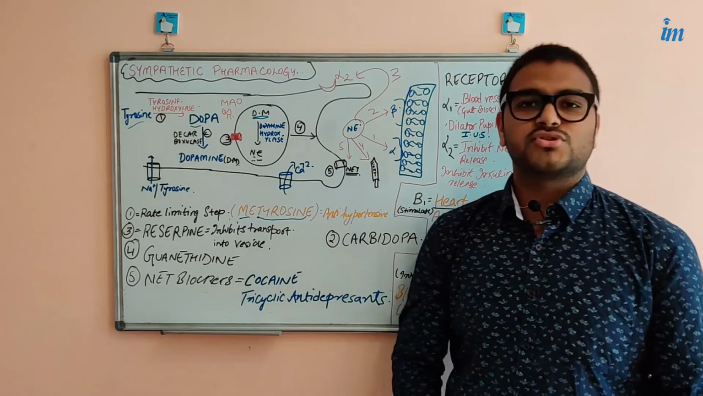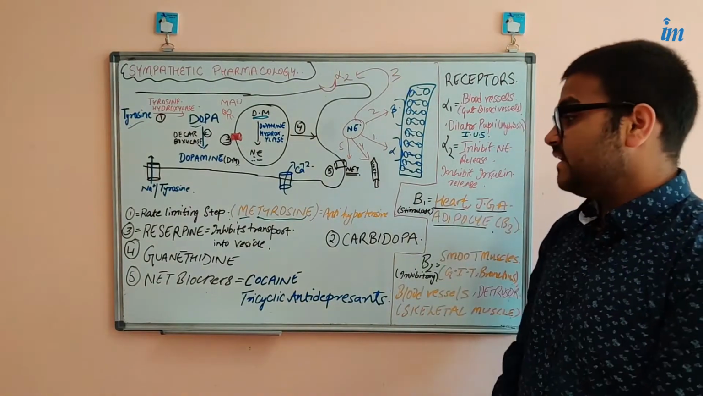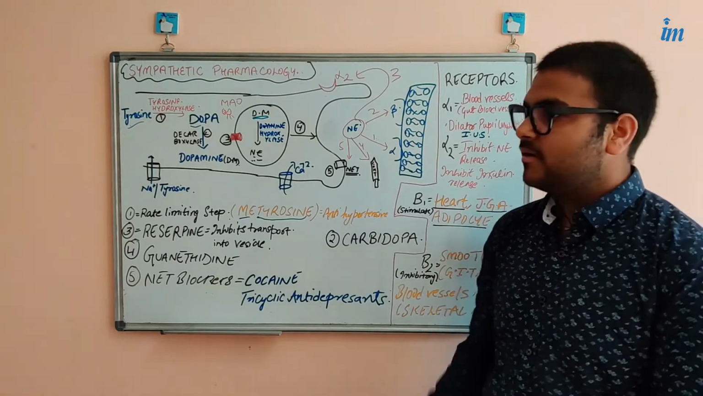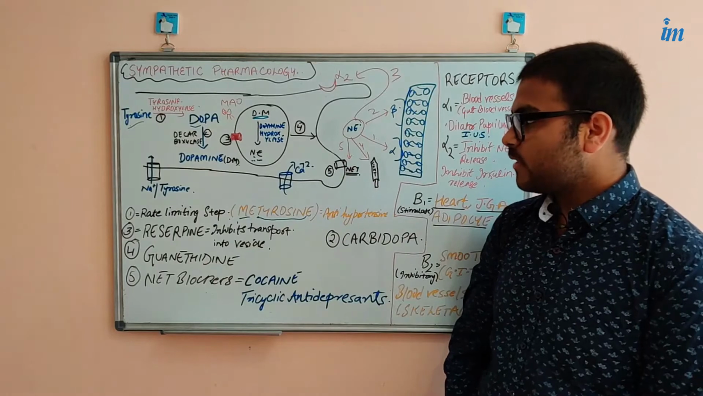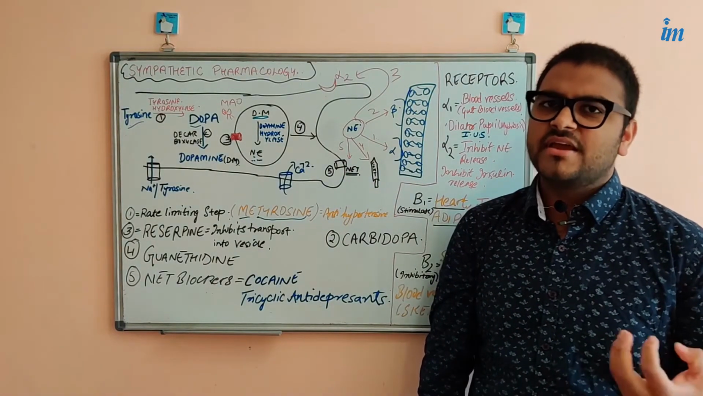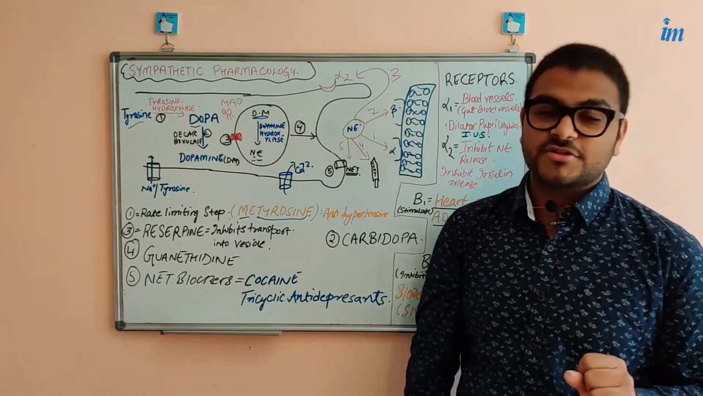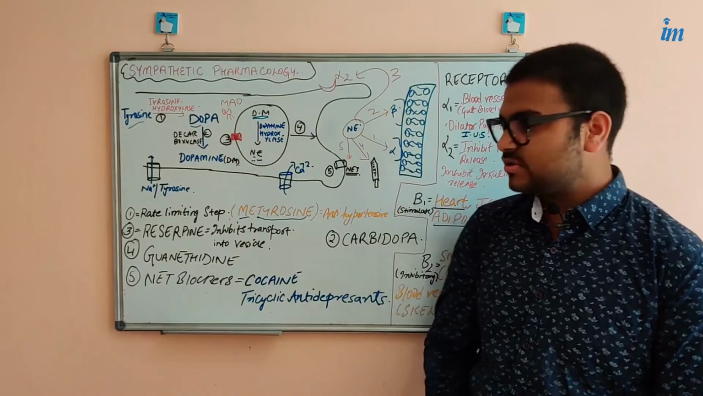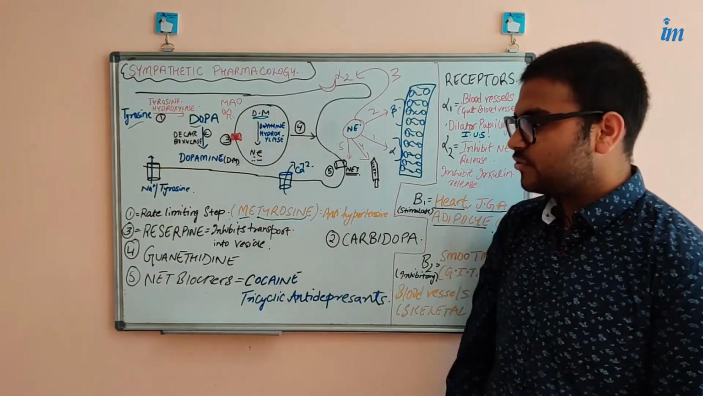So what's the use of this drug? This drug was used as an anti-hypertensive drug. Why? Because it prevents the formation of norepinephrine, and if the norepinephrine is not released, it won't act on the heart, it won't act on the vessels, and the blood pressure will significantly be reduced. So this is an antihypertensive drug, metyrosine, acting on the tyrosine hydroxylase enzyme.